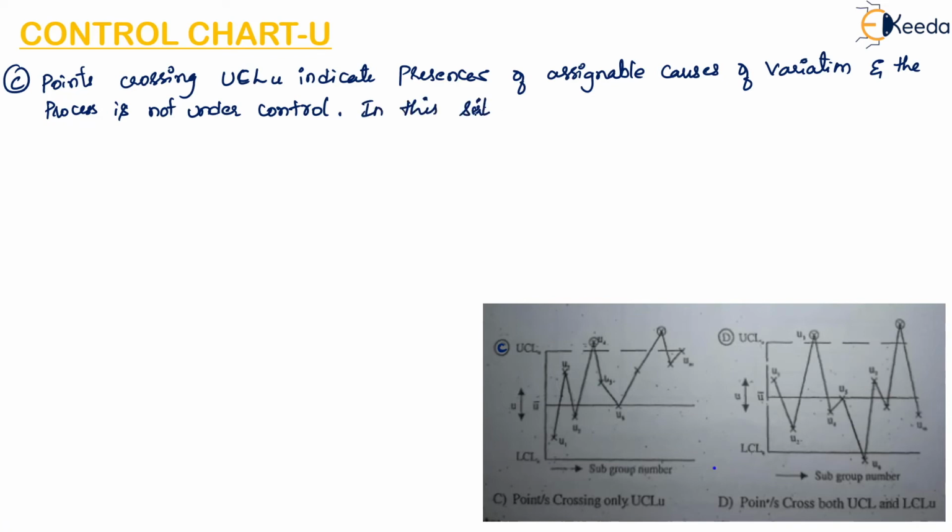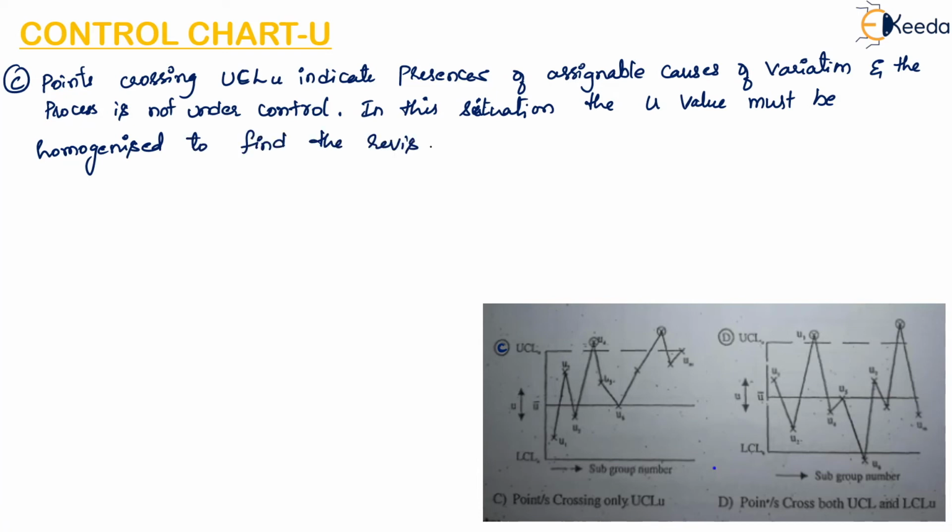So in this situation, the U value must be homogenized to find the revised or recommended process average and control charts or control limits for future.